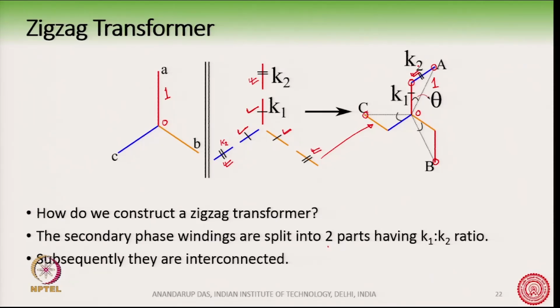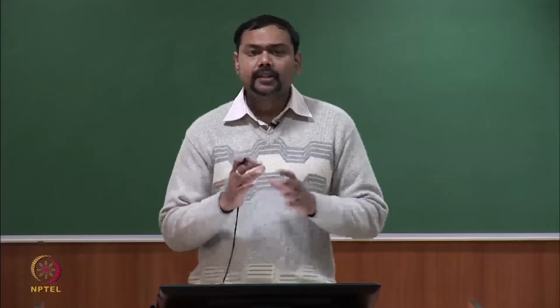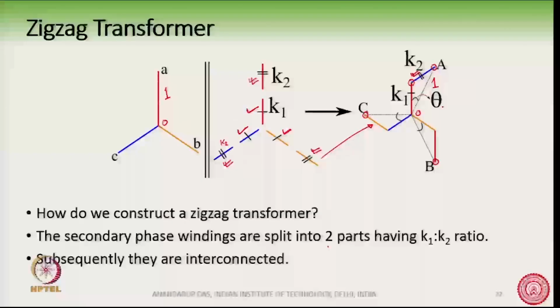So, what does that mean? How did K1 and K2 originate? We had split the winding into K1 and K2 parts. Therefore, by changing the ratio of K1 and K2, I can change the value of theta. This creates an advantage: the theta value is adjustable depending on the values of K1 and K2 chosen.